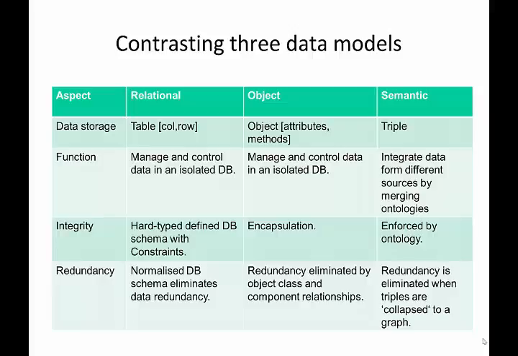The relational model is based on tables, columns and rows, the object model on attributes and methods. In the semantic model, the base item is the triples. The function of the relational model is basically to manage and control data. It's about maintaining consistency, preventing your data getting inconsistent. That's one of the major functions of the relational model. Hence all the constraints, the domains, and everything else.